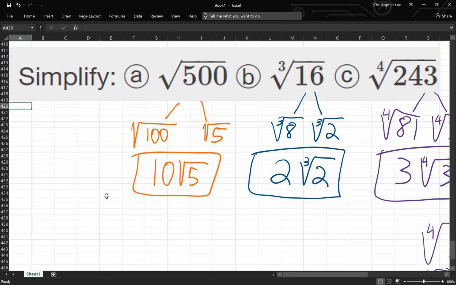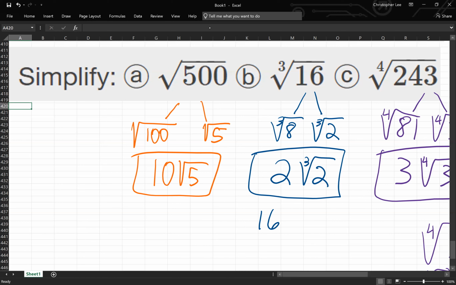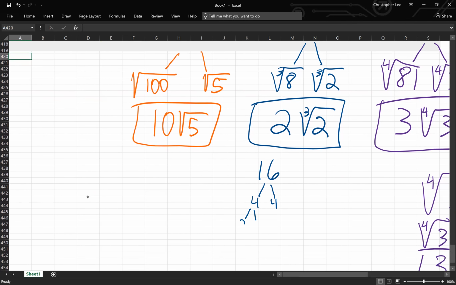So 8 is a perfect cube, right? But same thing as what I was saying with C, right? If it looks a little confusing to do, do the tree. The tree will never fail you, right? 16 is what? 4 and 4. And then hold on one second, let me just scroll down a little bit. And then this is 2, 2, and then 2 and 2, right? So I have 4 2s.